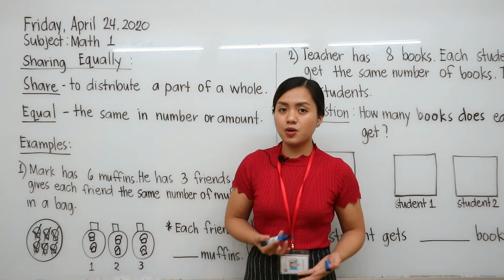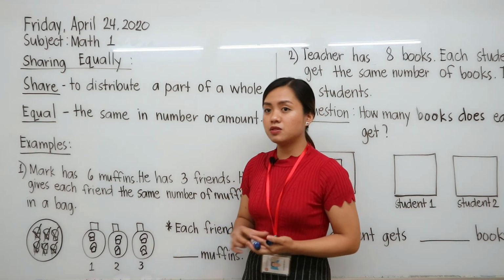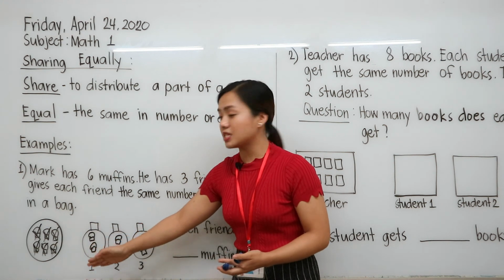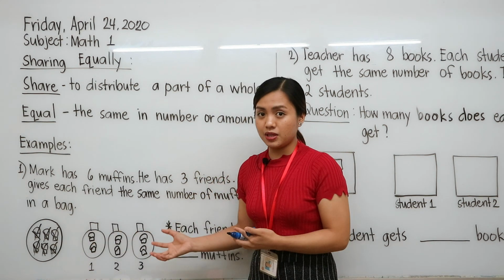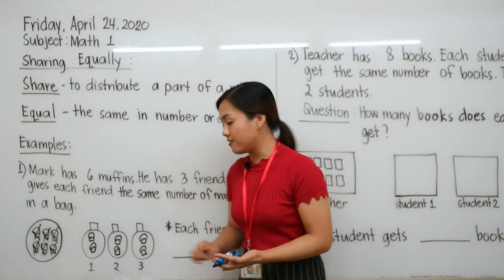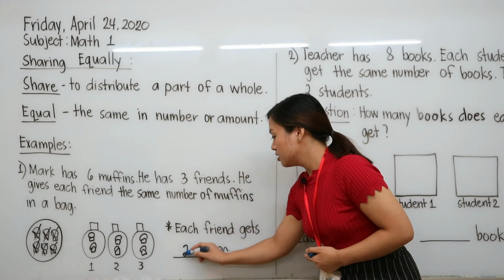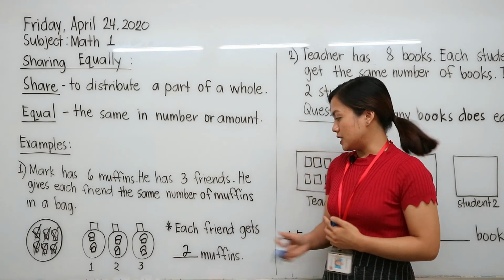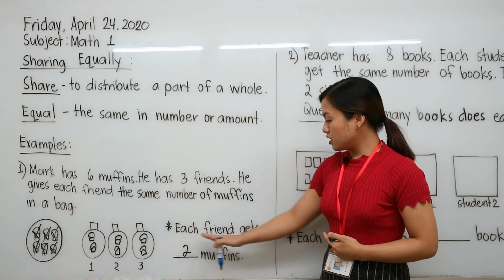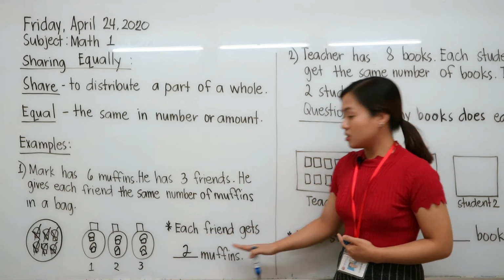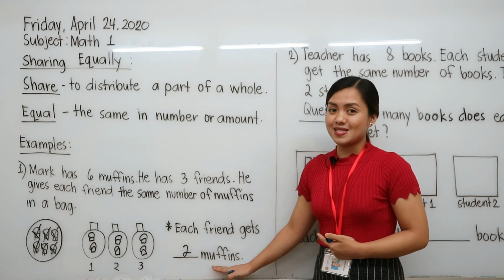So sharing equally means that you are going to distribute all of the muffins in each bag equally. So each friend will have 2 muffins. So in here it says each friend gets 2 muffins.